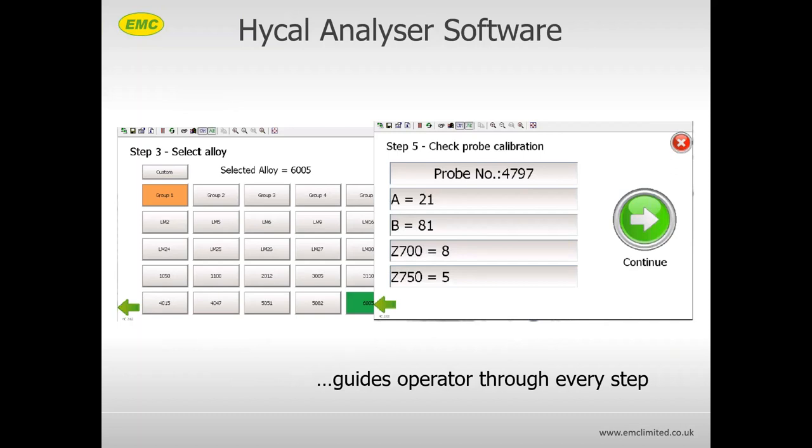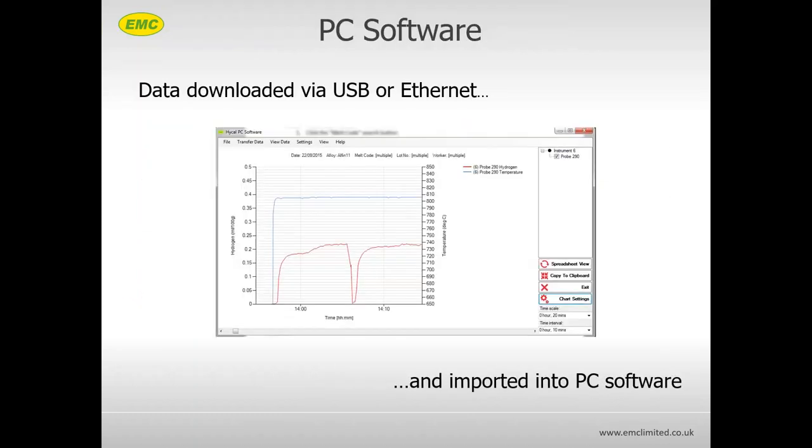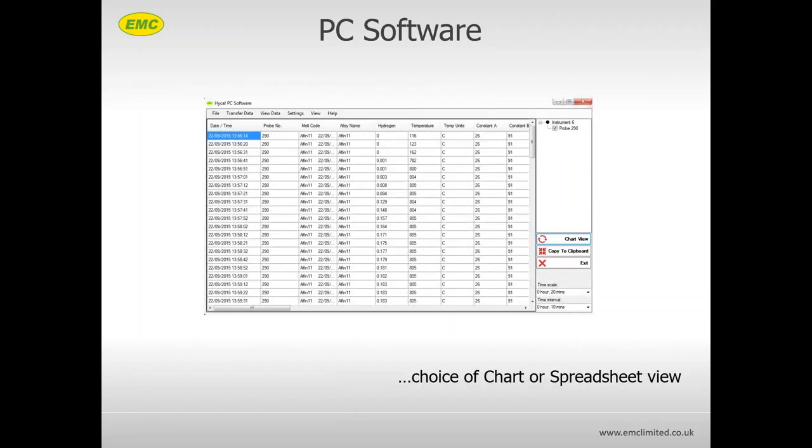It's an example of the HiCal software. This page is where you can select the alloy type, and where you enter the probe A and B values. There's also PC software which can be used to download the data, either via USB or Ethernet, and import it into the PC software. We can produce graphs, charts of the results, or spreadsheet form. So all the results it generates are generated automatically, recorded automatically, and downloadable to the PC, directly into a quality control system.